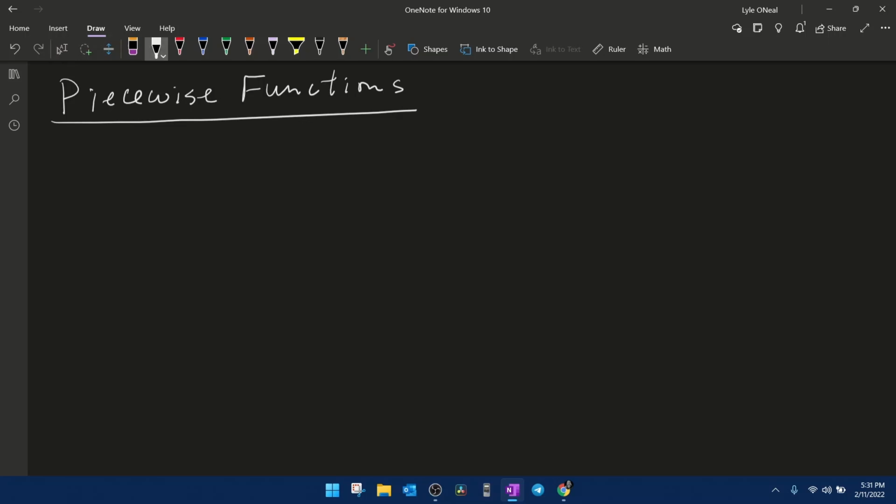Now, a piecewise function is going to, of course, have function notation, but the reason they call it a piecewise is because there's more than one piece, and you have to be pretty wise to know which piece to use. So here we have an example, f of x equals x squared, where x is less than 0, or f of x is 2x minus 1 when x is greater than or equal to 0.